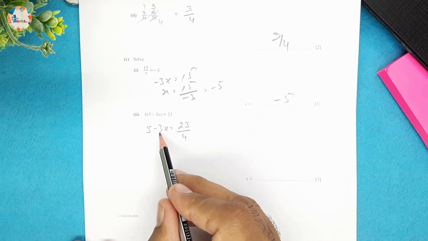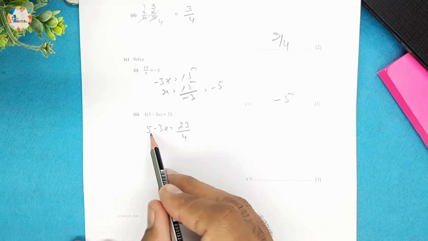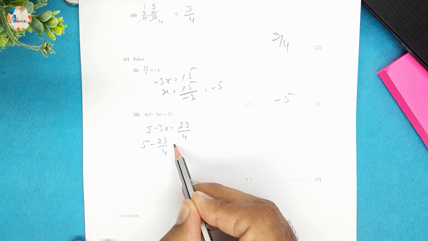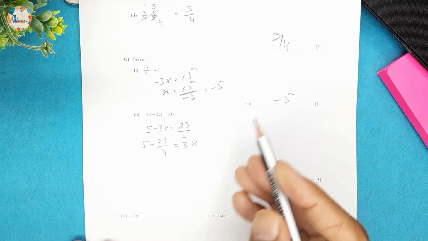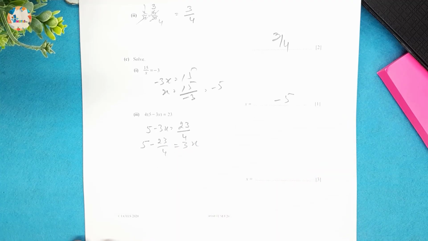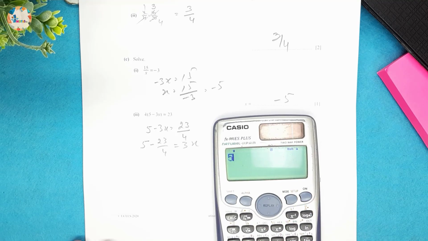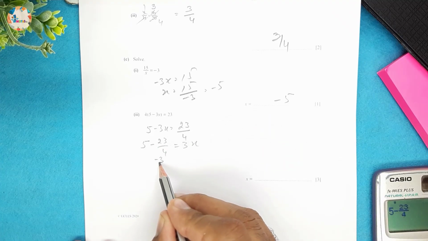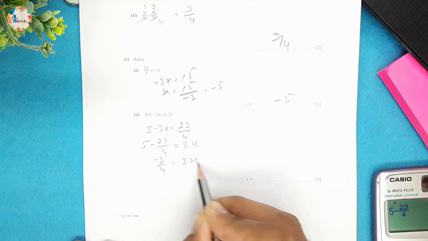Then we can shift this to this side and this one to this side. So 5 minus 23 over 4 is equal to 3x. So we can simplify this. 5 minus 23 over 4 will be equal to minus 3 by 4. So minus 3 by 4 is equal to 3x.